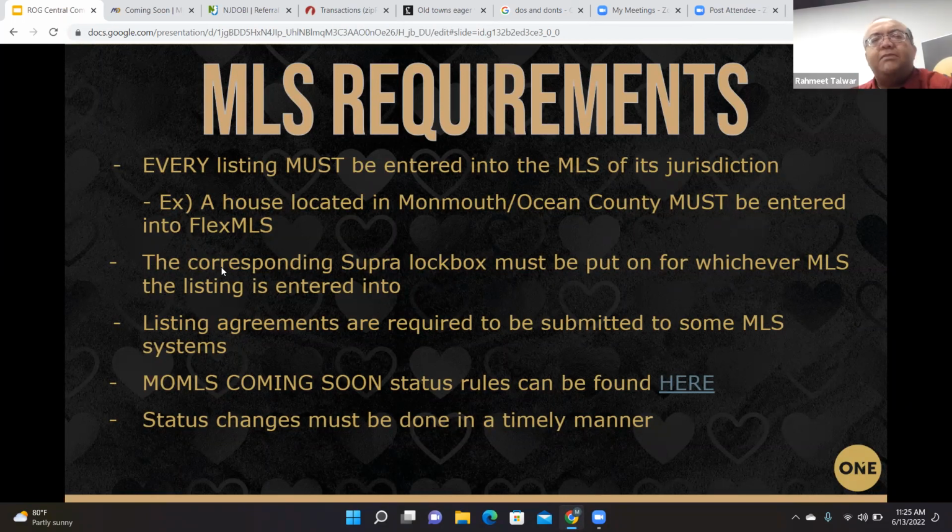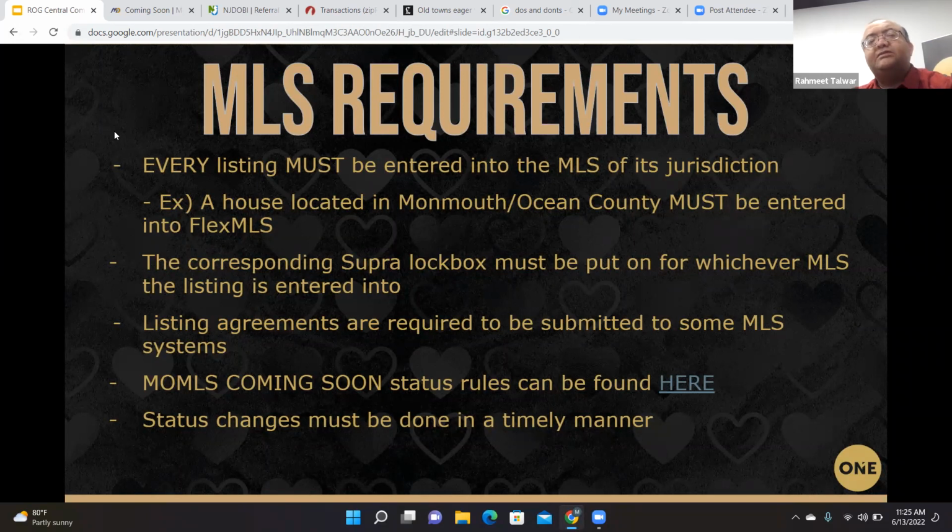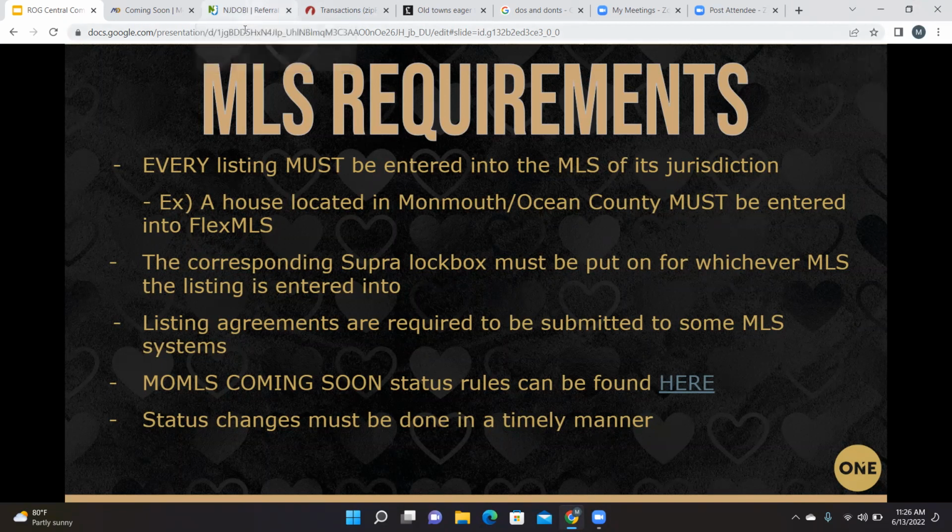And then in Monmouth MLS, there's also another status called hold, which essentially is for listings more than 7 days away, but less than 30. I think the maximum is 30 days. So if you have a listing that might be coming in 3 weeks and you have a listing agreement signed, you can put it into hold status. But you can't advertise. Right. Okay.